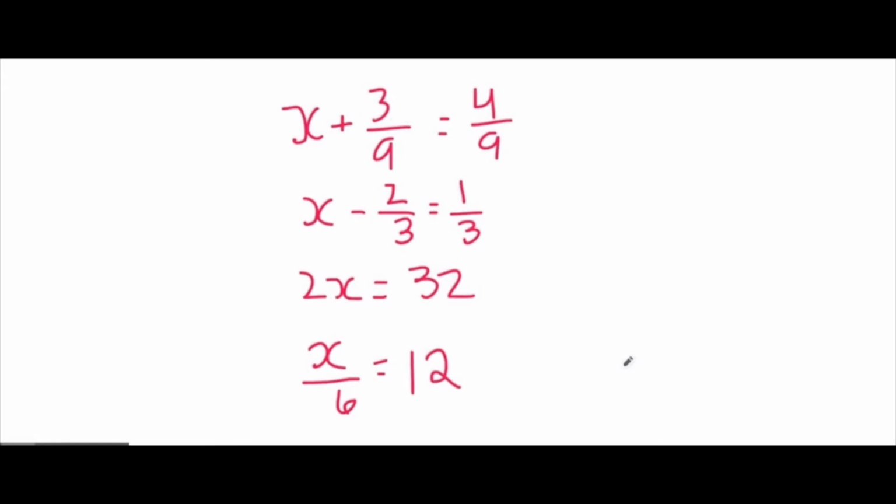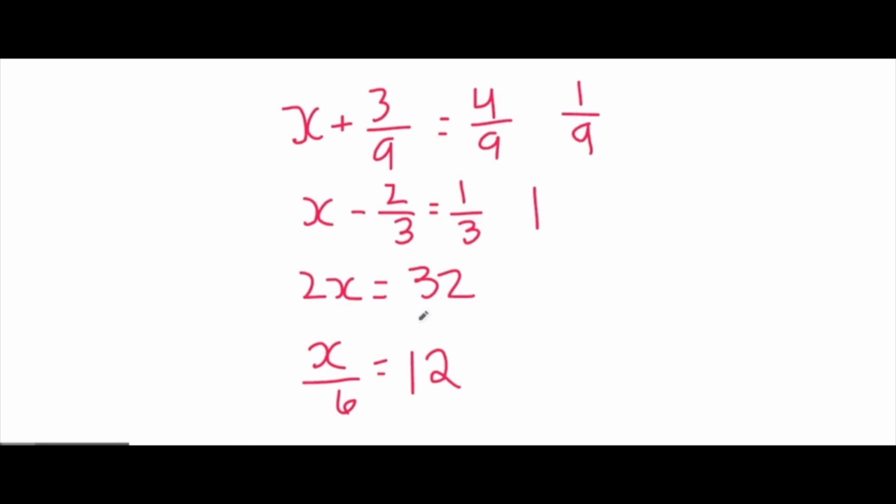So here we have some examples. The first one we have is x plus 3/9 equals 4/9. So we can use the subtraction property of equality to subtract 3/9 from both sides. So our answer would be 1/9. Here we have x minus 2/3 equals 1/3. We can use the addition property of equality to add 2/3 to isolate x. So 1/3 plus 2/3 is 3/3, which we can also write as 1.